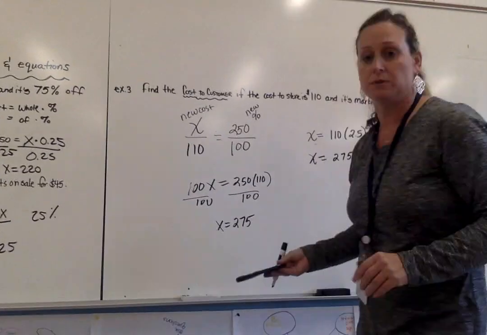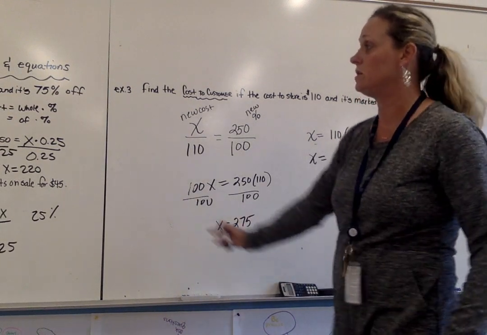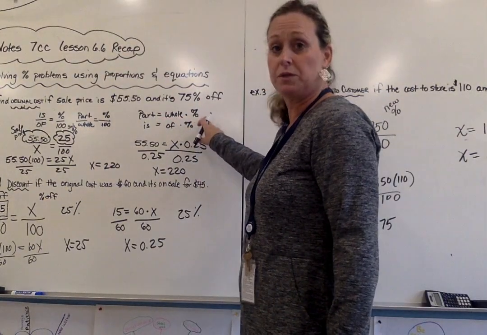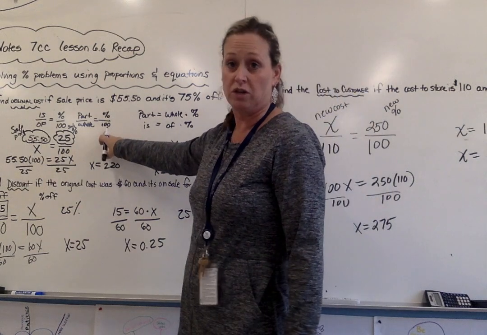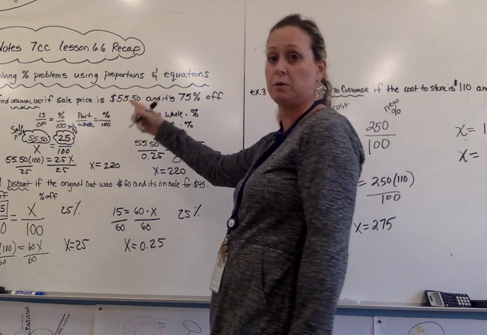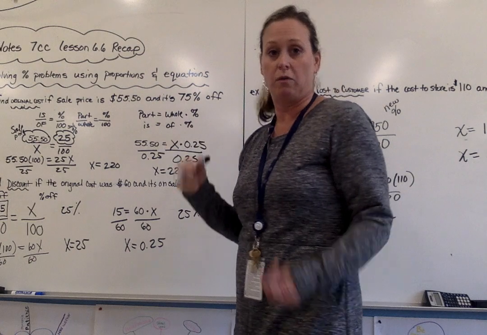So as we look at these problems, we are looking at making sure that we're using the equation: part is equal to whole times percent, which is the same equation from 6.4, and the proportion, which is the same proportion from 6.3, is over of equals percent over 100, or part to whole equals percent over 100.